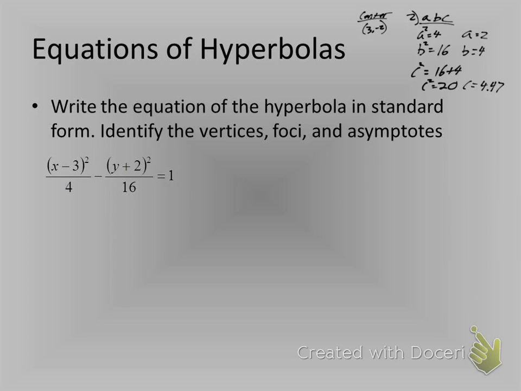Okay. Now, 3. Next up, we're doing our vertices. All right? Now color coordinate the rest of these. Your vertices are A units away from your center. In this case, your center is 3, -2.